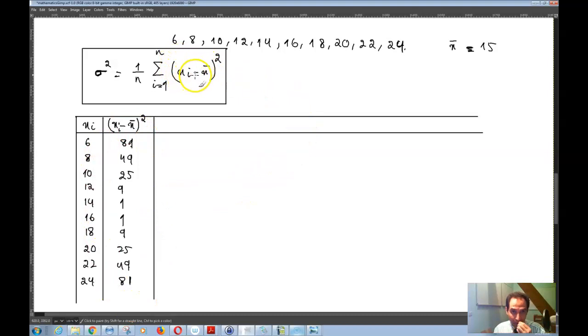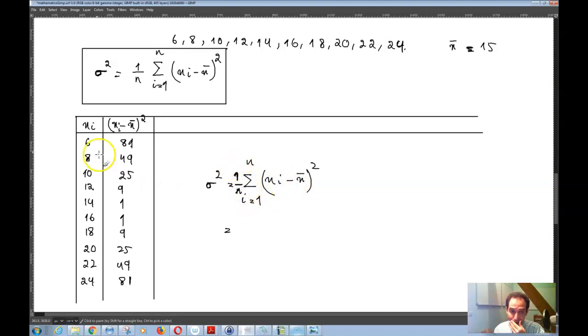Now, sigma squared is equal to sigma of x of i minus x bar, whole squared, as i goes from 1 to n, which means that you have to add them, and of course you need to divide that by n. 1 divided by n, of course.